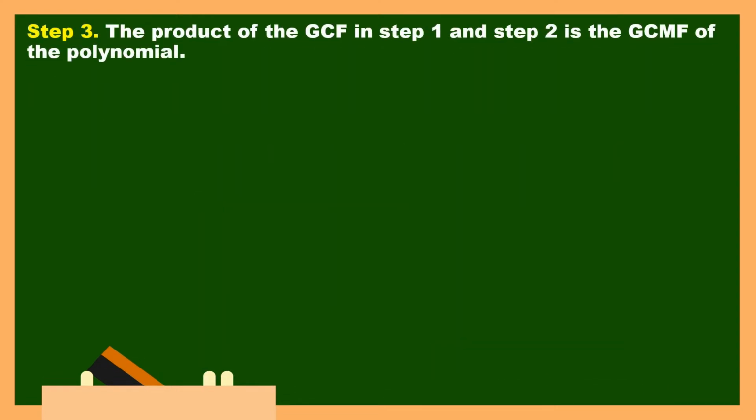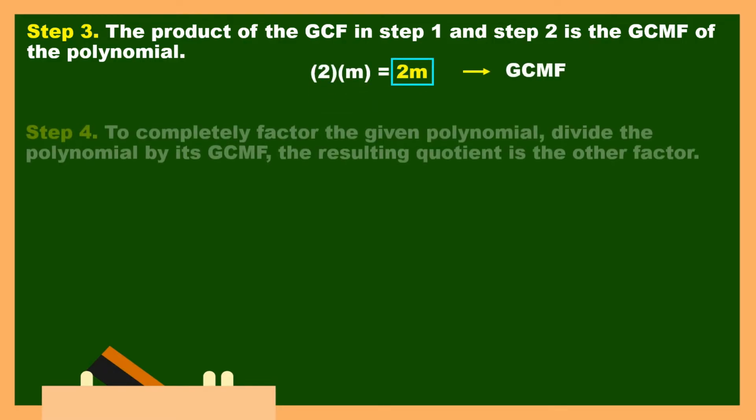Step 3, the product of the GCF in step 1 and step 2 is the GCMF of the polynomial. Ibig sabihin po, ang ating GCF na 2 ay imomultiply natin doon sa ating common variable with the least exponent which is m. So, 2 times m is equal to 2m and that is our GCMF.